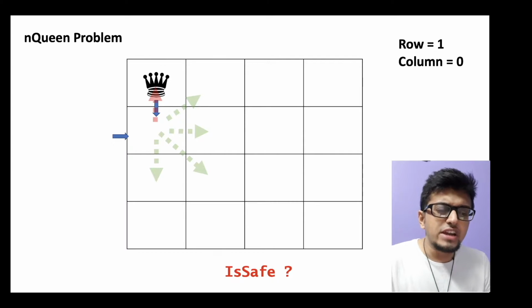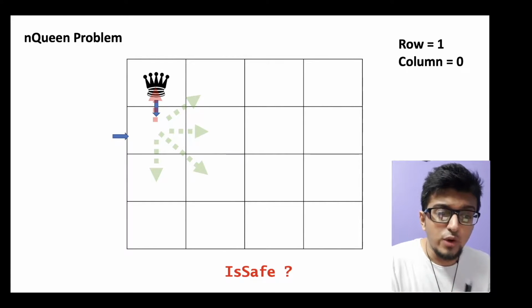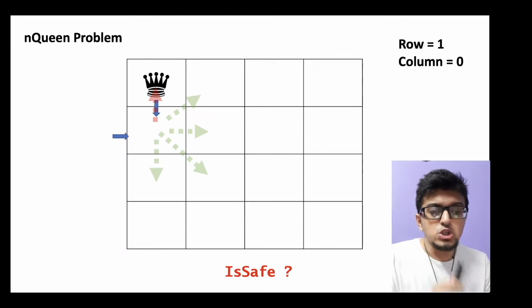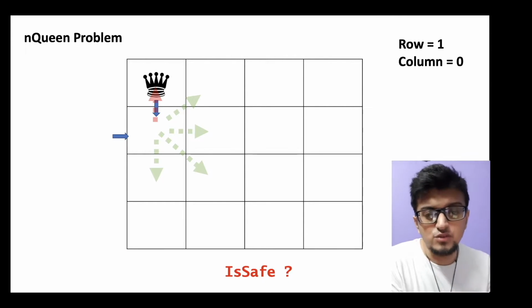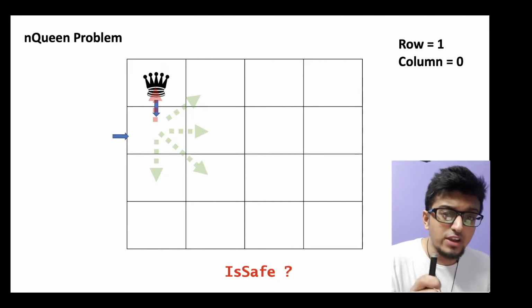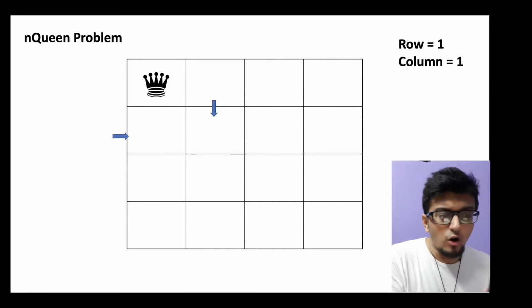If you check whether it is safe or not, you can see that this position is not safe for another queen, because a queen already exists at the top in the same column, which can easily attack the next queen. So we cannot place the next queen here. Since we cannot place it here, we will move to the next column of the same row, that is row 1 column 1.